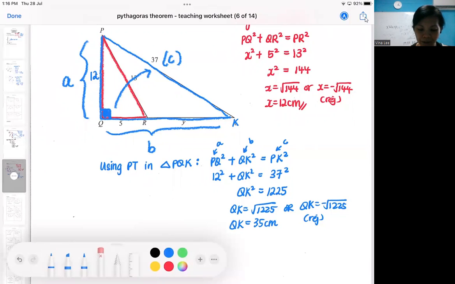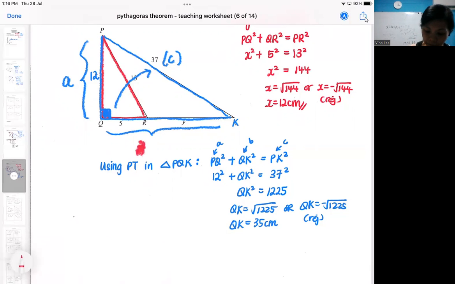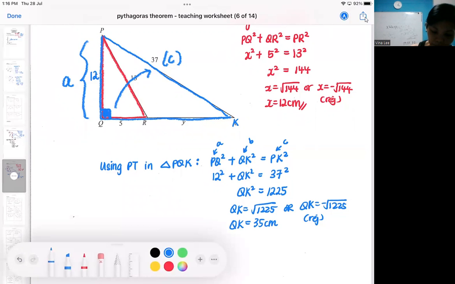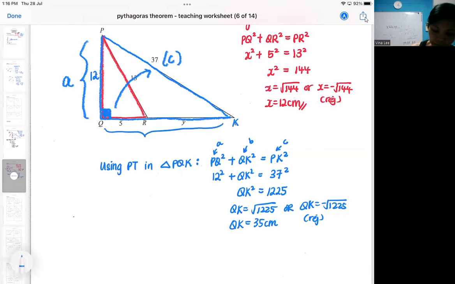So do remember, this is not your answer yet. So this is your 35. So can you see this whole thing adds up to 35? And your job is to find the value of Y. So you'll just be a subtraction.